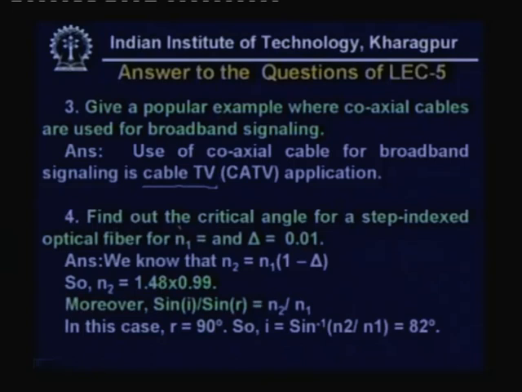Fourth question was, find out the critical angle for a step index optical fiber for N1 and delta equal to 0.04. So N1 was 1.48 given. Here the calculation has been given, and as you can see, you can find out the angle, which is roughly equal to 82 degrees for these parameters. It can be very easily found because the angle of refraction is 90 degrees. So from that you can very easily calculate it.